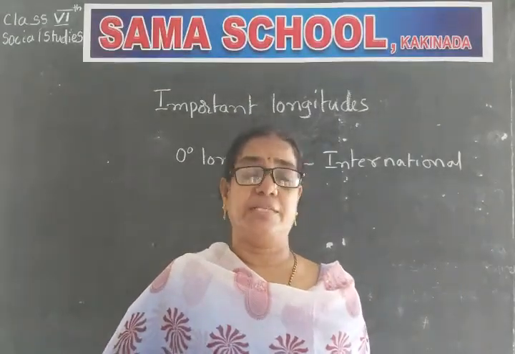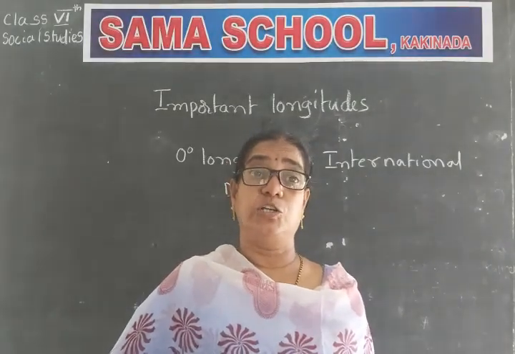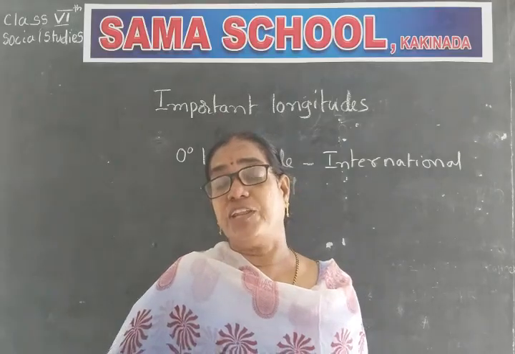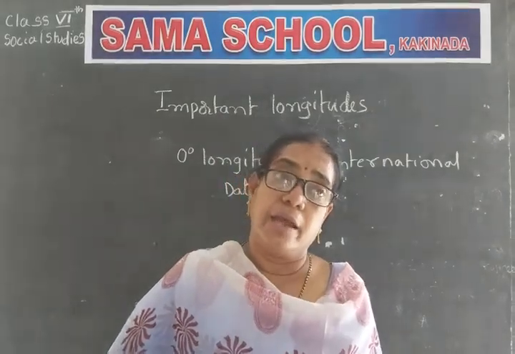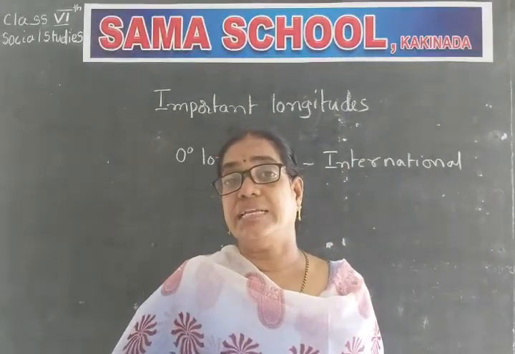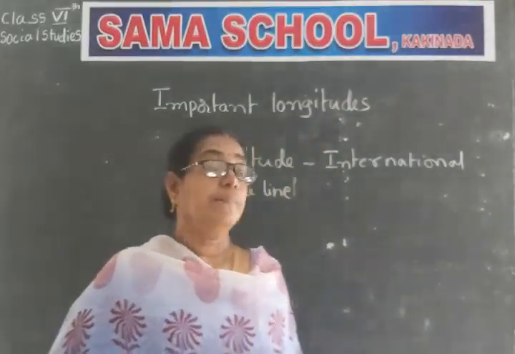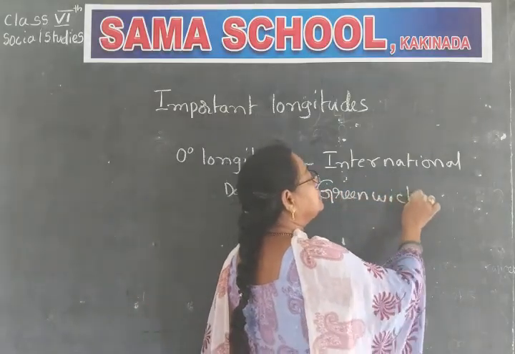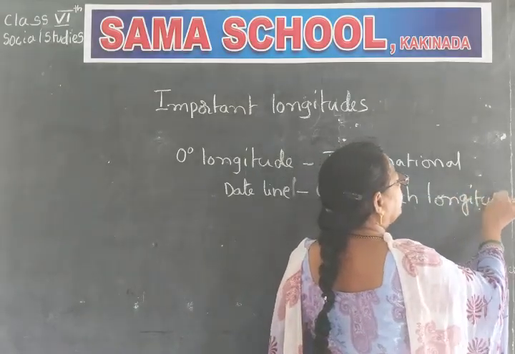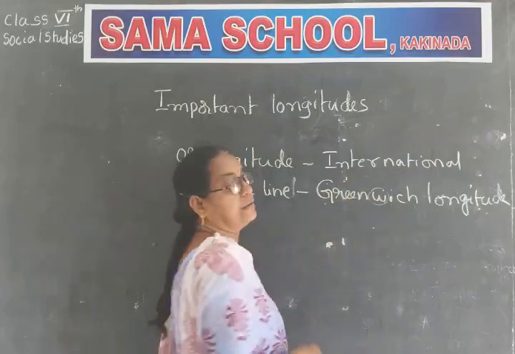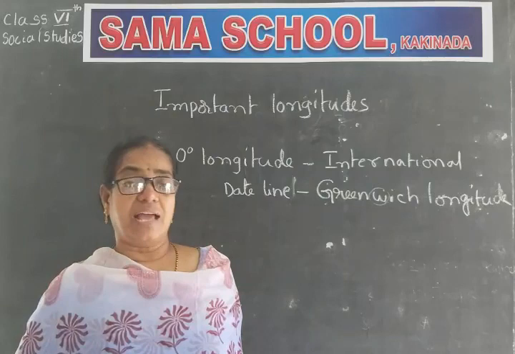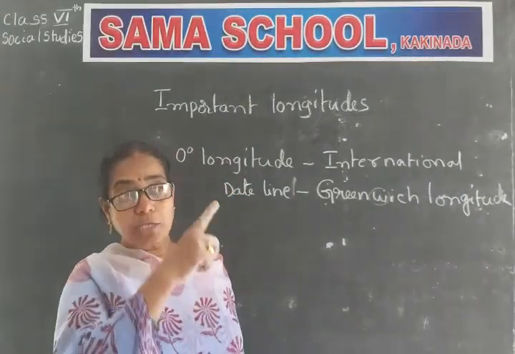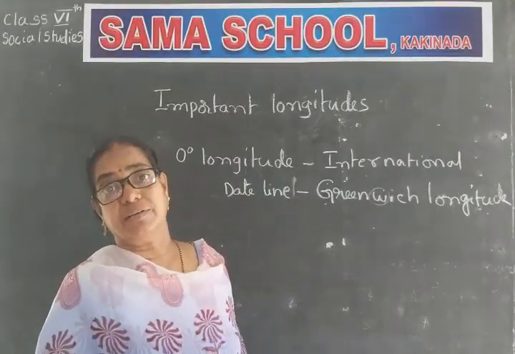Every country takes its time based on the longitude which passes through the middle of the country, and that is called local time or national time. But every country also follows the time taken at 0 degree longitude, the international time. Another name is Greenwich longitude. We should pronounce it as Greenwich, with a silent W. Why? In London there is one place named Greenwich, and this 0 degree longitude passes through Greenwich in London. That's why it is called the Greenwich longitude.